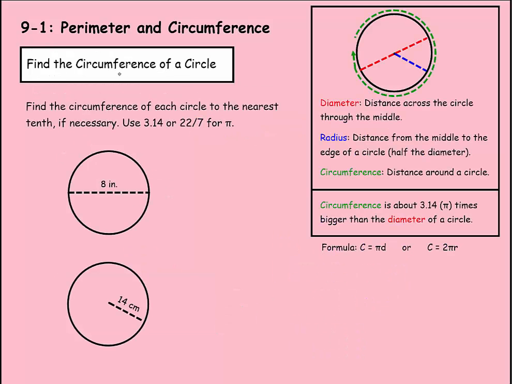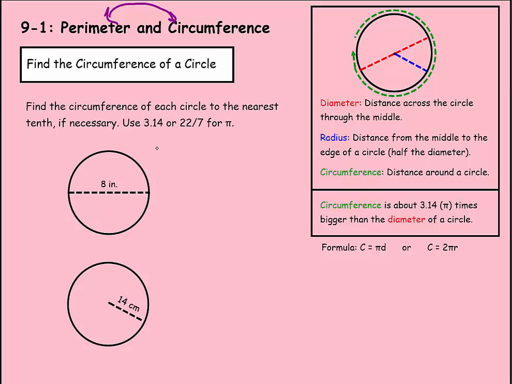Now we need to find the circumference of a circle. The reason why this lesson is together is because perimeter and circumference mean the same thing but for different figures. Circumference is the perimeter, I guess you could say, around a circle. It's the distance going around the circle.